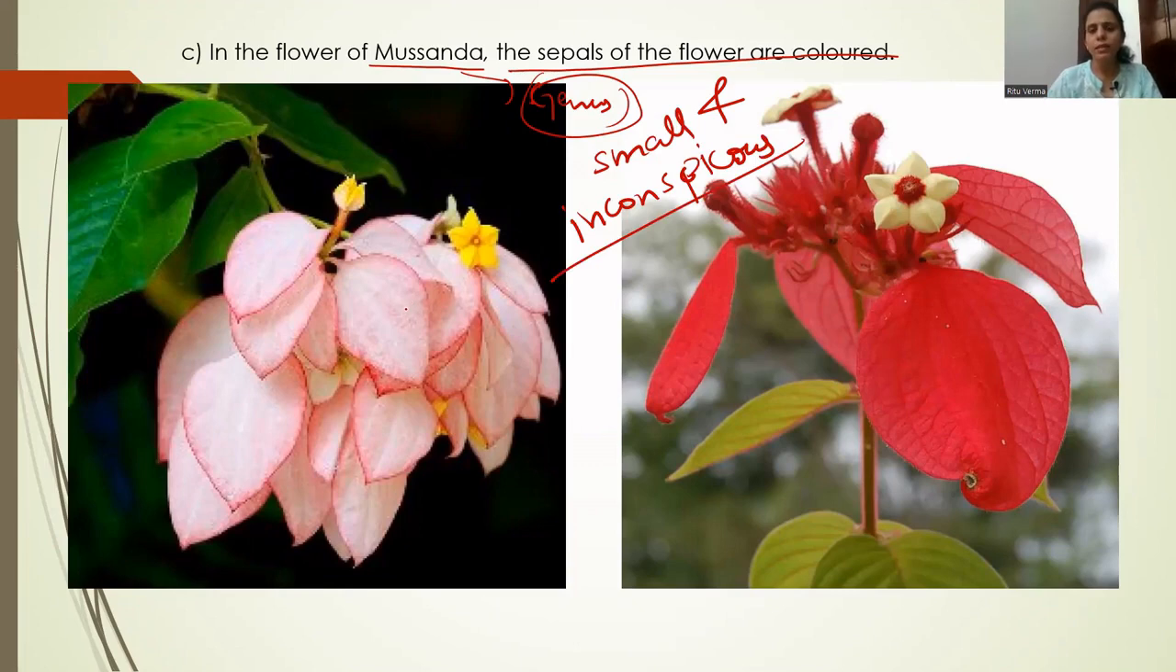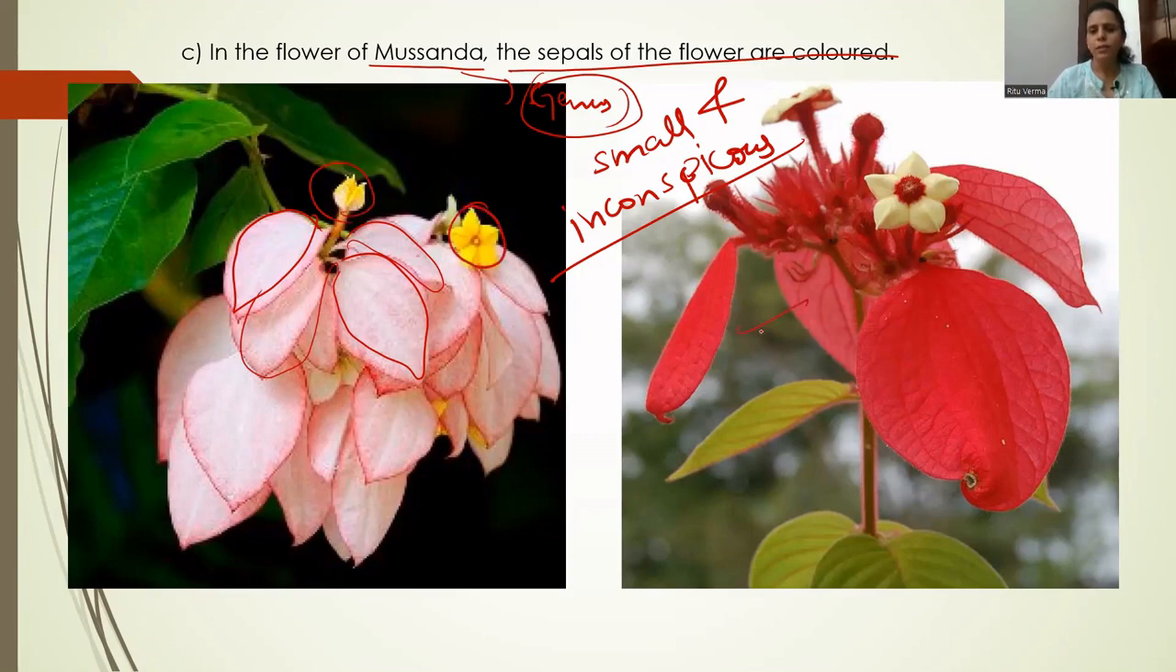But here the sepals are the colored part of the flower, and from a long distance these colored sepals actually attract the insect towards it. Okay, so you can see here, this is one species of Musanda. In this, the sepals are bright pink, light pink in color, and the flowers are very small and inconspicuous, yellowish in color.